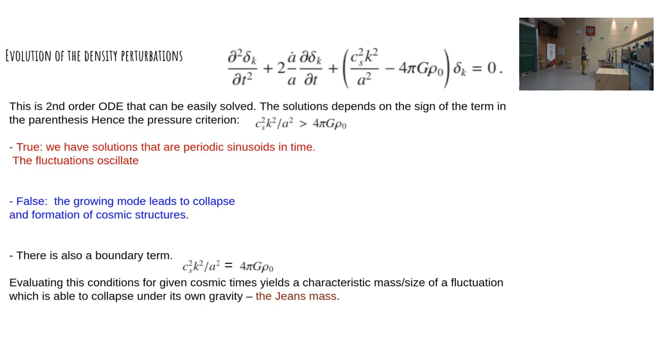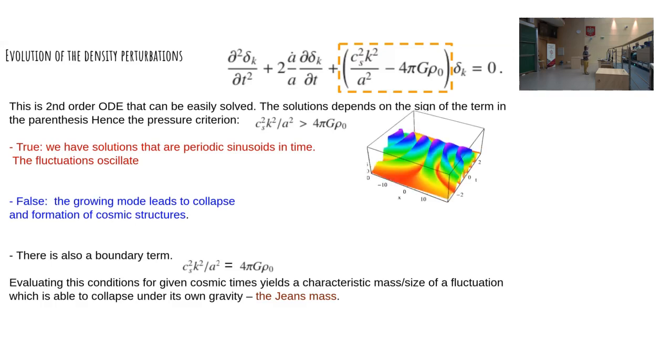But now if you look at the system in the parentheses, the state of a given density perturbation, described as delta k, some k with a vector scale, depends on the sign of this source term. So if pressure is bigger than the self-gravity, if this inequality holds, we have solutions that are periodic sinusoids in time. The fluctuations oscillate.